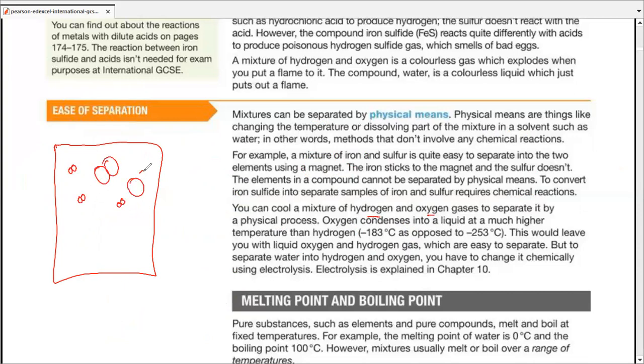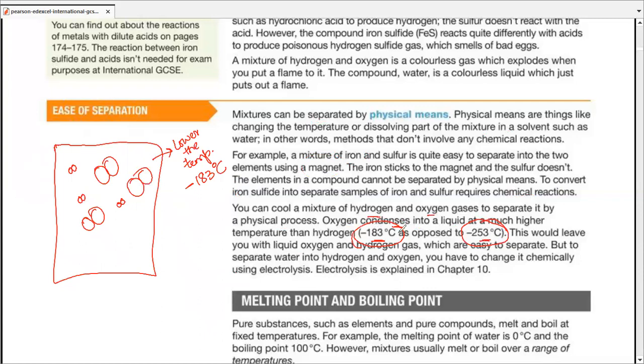Now, you can see a few molecules of oxygen in there, and you can see a few molecules of hydrogen in there. What we're going to do is that we are going to lower the temperature. Now, he already told you that oxygen condenses into a liquid at negative 183 degrees centigrade. If we want to convert this oxygen into a liquid, we need to drop the temperature down to this one. If we want to convert hydrogen into a liquid, we need to drop the temperature down to this one.